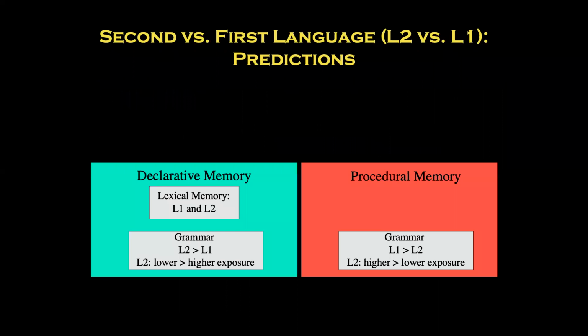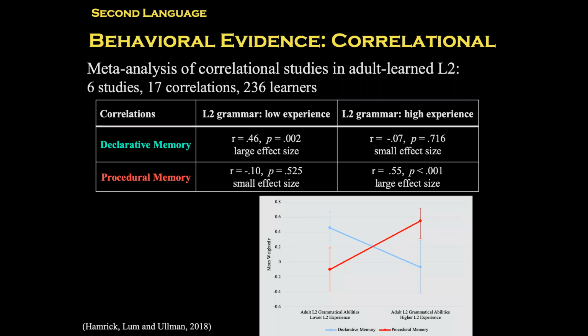Grammar should depend more on declarative memory in second than first language, and in lower than higher exposure second language, if you haven't proceduralized it yet, and vice versa for procedural memory. Grammar should depend more on procedural memory in L1 than L2, and in higher than low exposure L2. It's the same paper, but now instead of looking at first language, looking at second language.